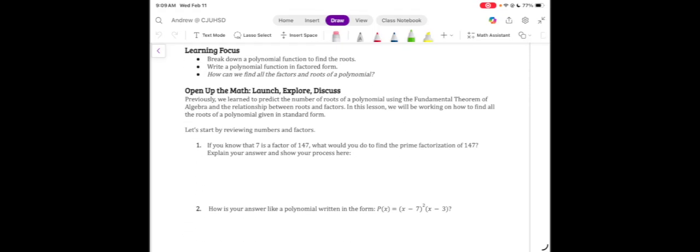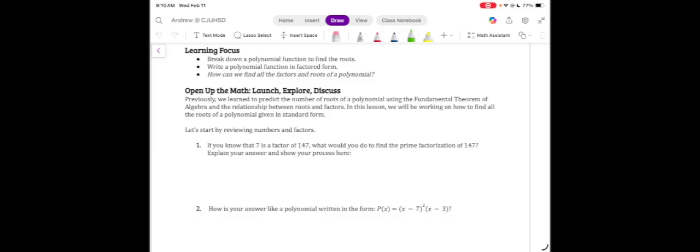Going to the learning focus, we're going to break down a polynomial function to find the roots. Then we're going to write a polynomial function in factored form. Our key question is, how can we find all the factors and roots of a polynomial? So it begins this way.